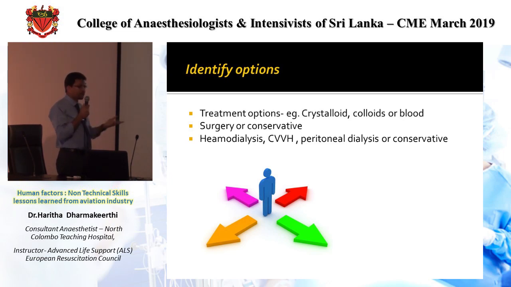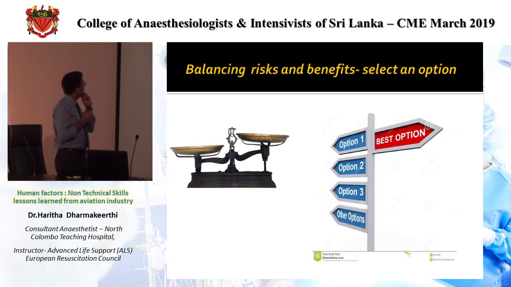And say for example in a patient with acute renal failure, whether you go for hemodialysis, CVVH or peritoneal dialysis, or are we going to manage this patient conservatively? This is just an example. So you need to identify all the options available, and try to identify the best option possible. How to identify the best option? It's a little difficult. You need a bit of knowledge and experience, and you have a few options, and you need to identify the best option. For that, you have to weigh the risks and benefits.